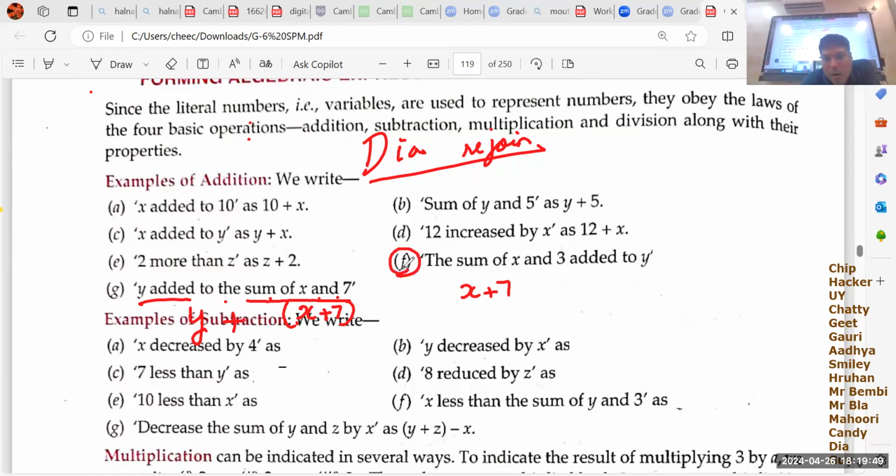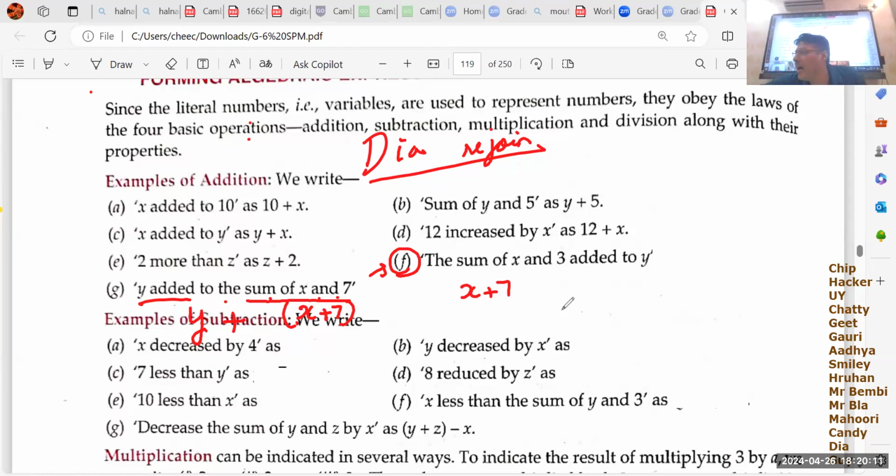Everyone give the answer of F part. I am giving you 40 seconds. Time starts now, including typing.